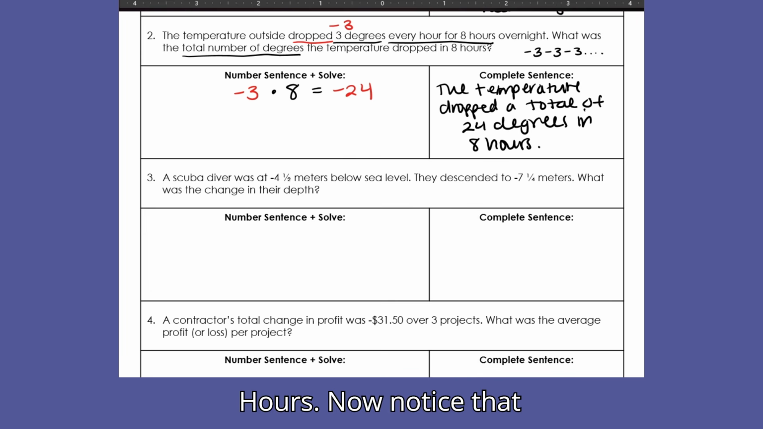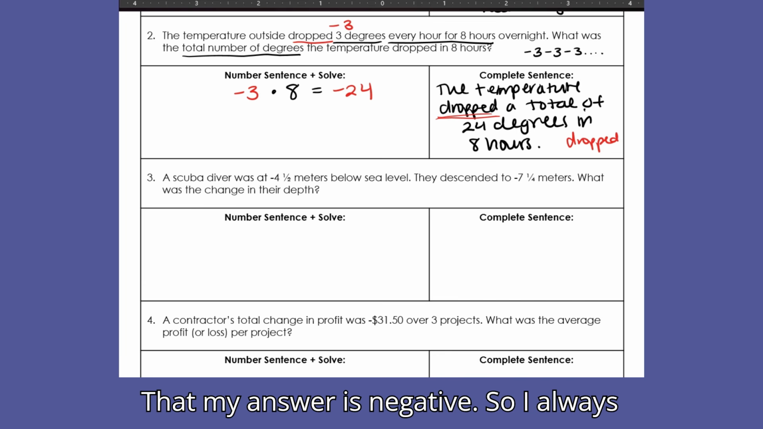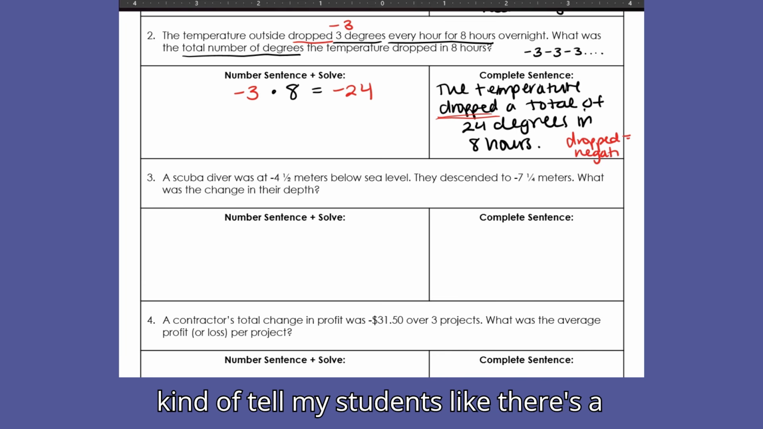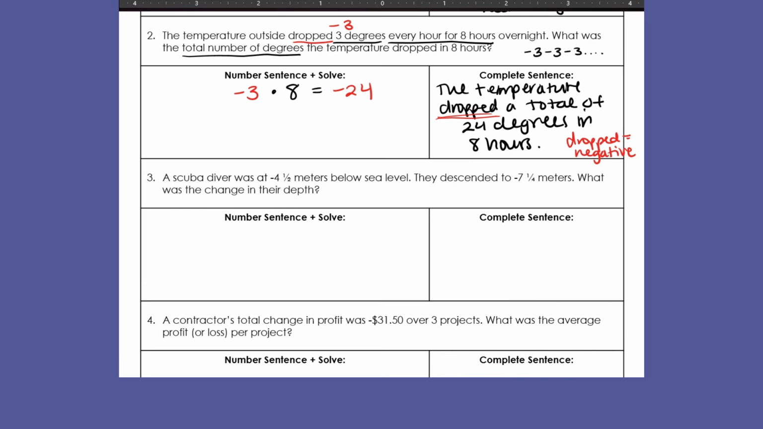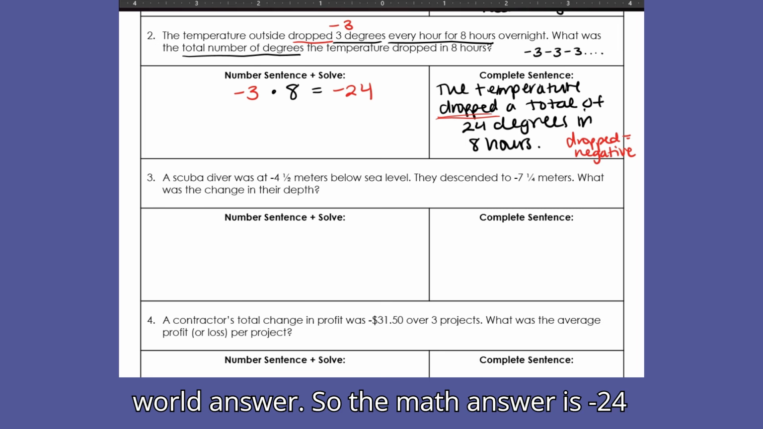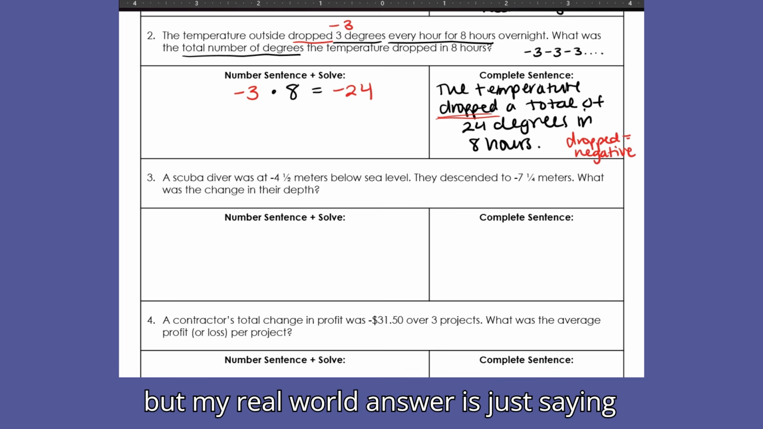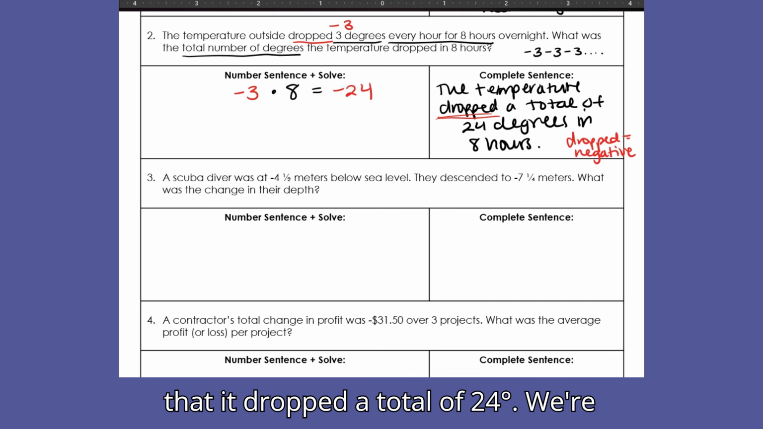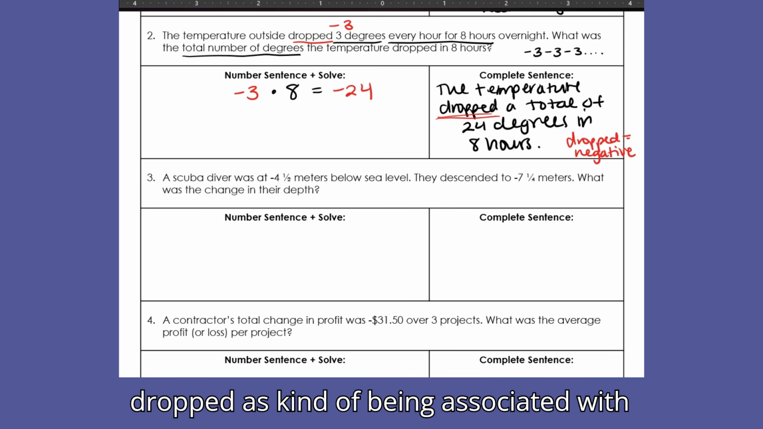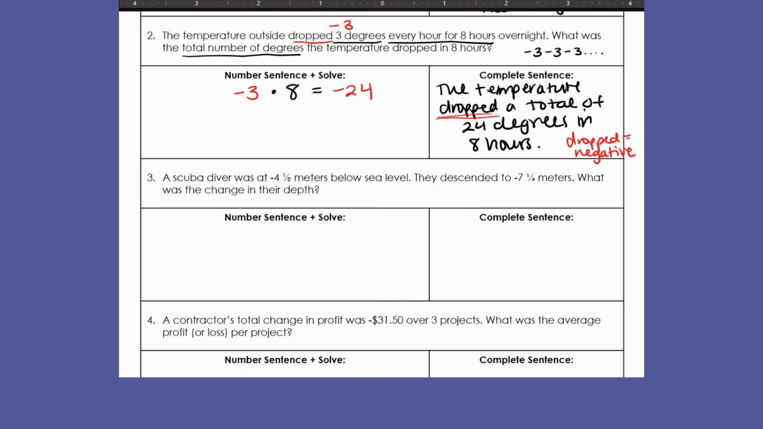Now, notice that I didn't say it dropped a total of negative 24 degrees in 8 hours. That word dropped is showing me that my answer is negative. So I always tell my students there's a math answer and then there's the real world answer. So the math answer is negative 24. But my real world answer is just saying that it dropped a total of 24 degrees, where dropped is associated with that negative product.